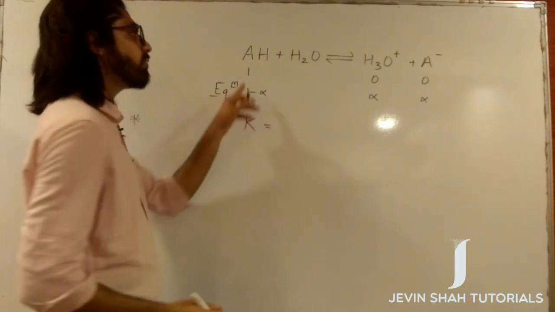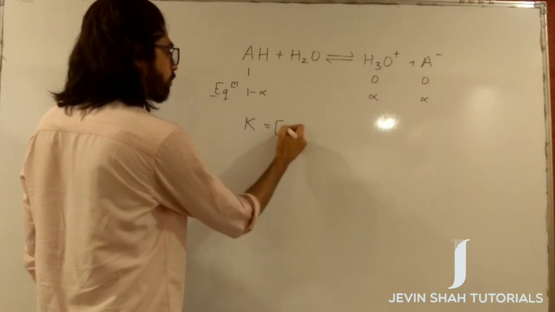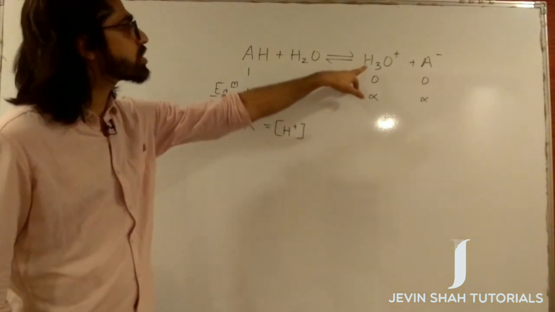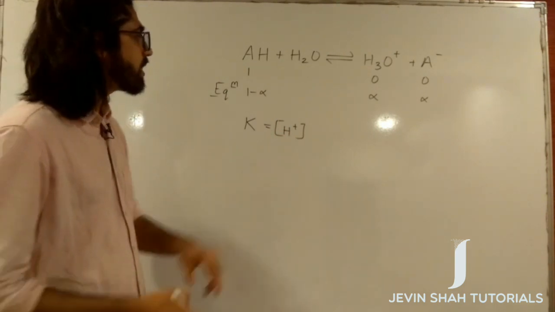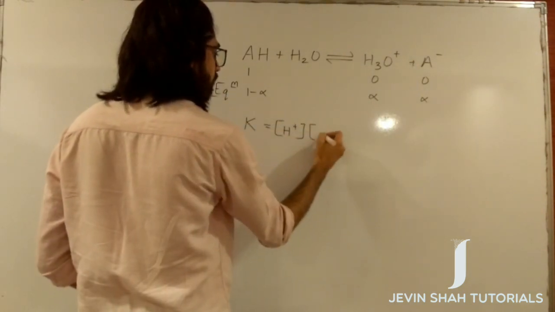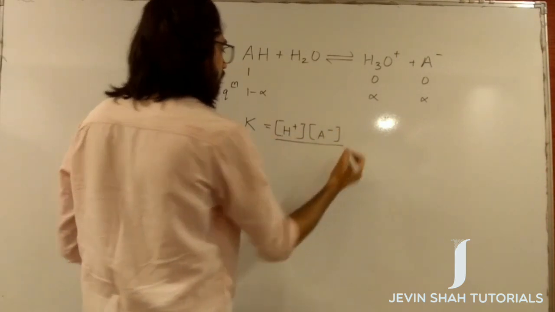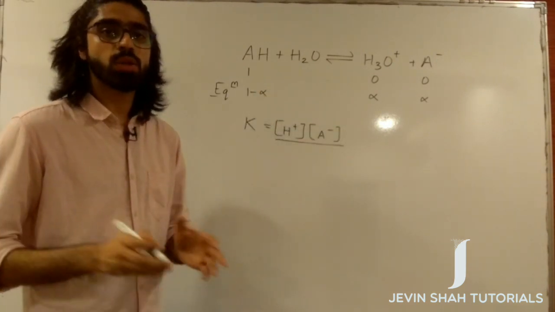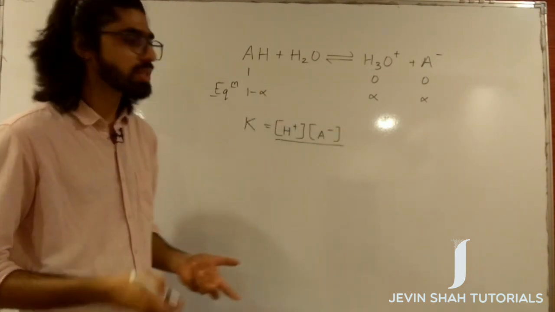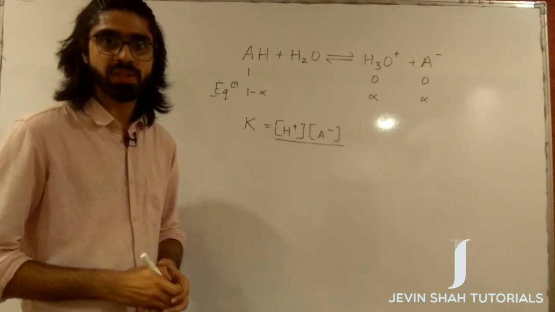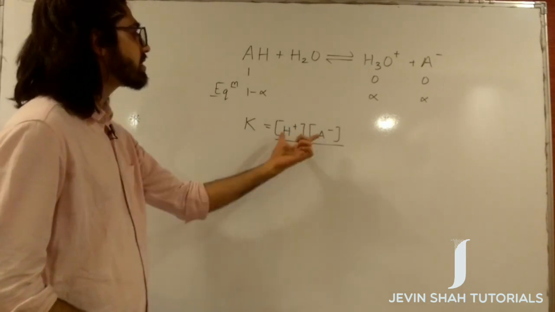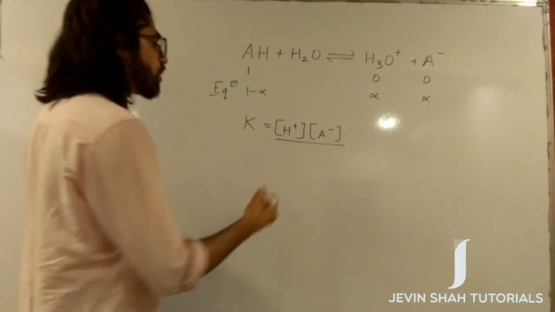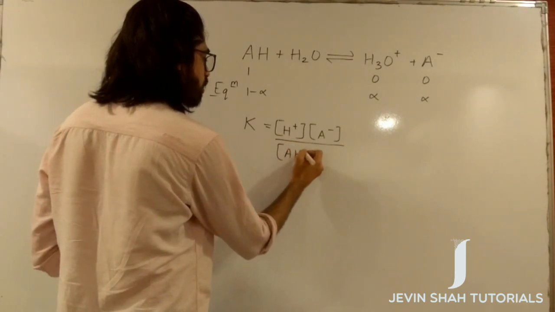K, that is the equilibrium constant for this reaction, will be H3O plus, and for all practical purposes, all calculation and theory purposes, we write H3O plus as H plus only. So we have H plus into A minus. These terms actually mean concentrations. In case you do not have any clue about what I am doing, then do check part 1 of this video, because there I have discussed in detail about what the equilibrium constant is. So go ahead, H plus into A minus, that is their concentrations, divided by the concentration of reactants, which is concentration of AH, into concentration of H2O.